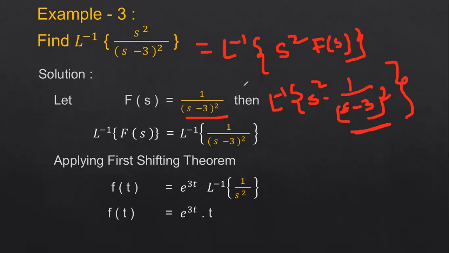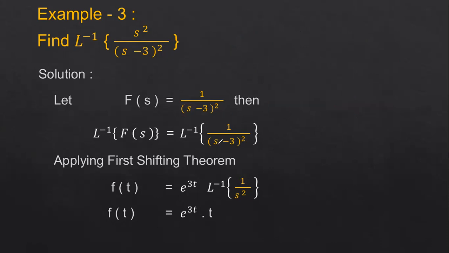Okay, all right. So again in this, we will have a 1 by s minus 3 whole square. So again you are going to apply the first shifting theorem, after applying the Laplace inverse on both sides. This problem can be simplified in any way, but it's better to apply the first shifting theorem. So Laplace inverse of f of s is nothing but f of t, that is equal to.